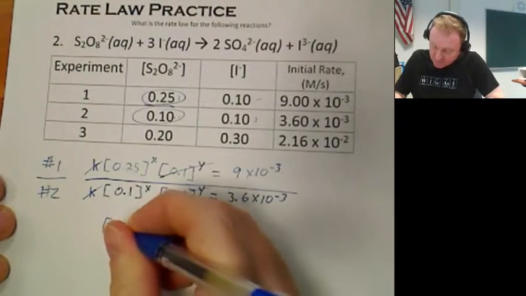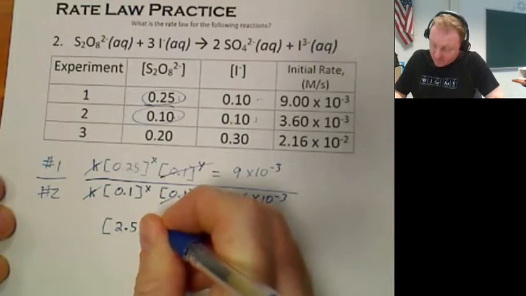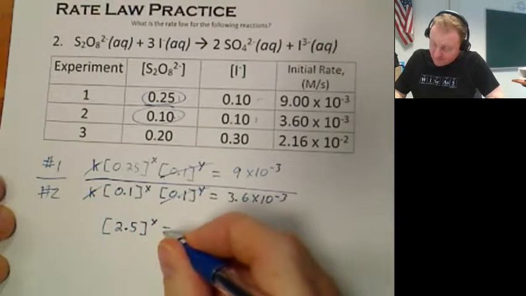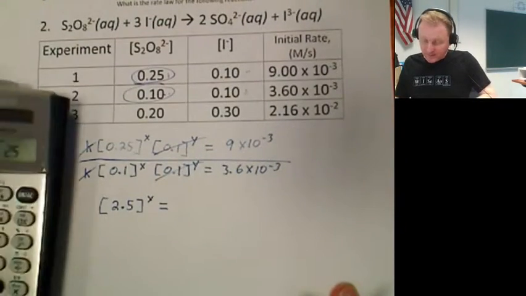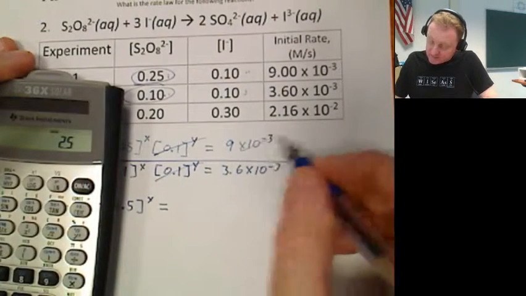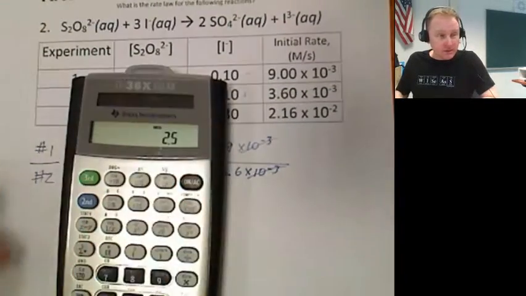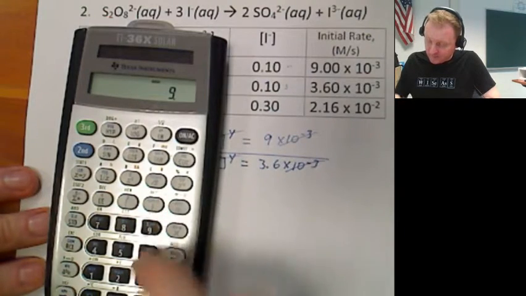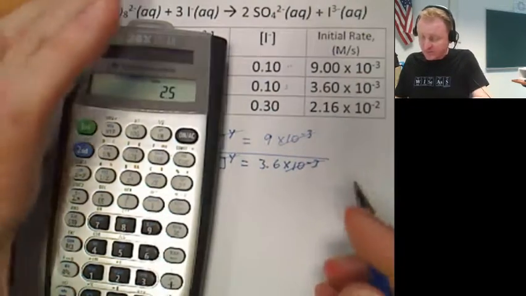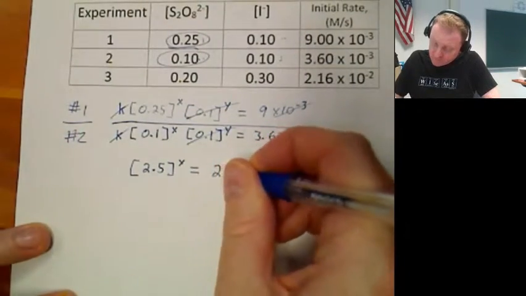So the concentration went up 2.5 times, to some power x. And I'm just simplifying this equation here. Remember, these guys would cancel out with each other. It would just be 9 divided by 3.6, which is 2.5. So this would be 2.5.